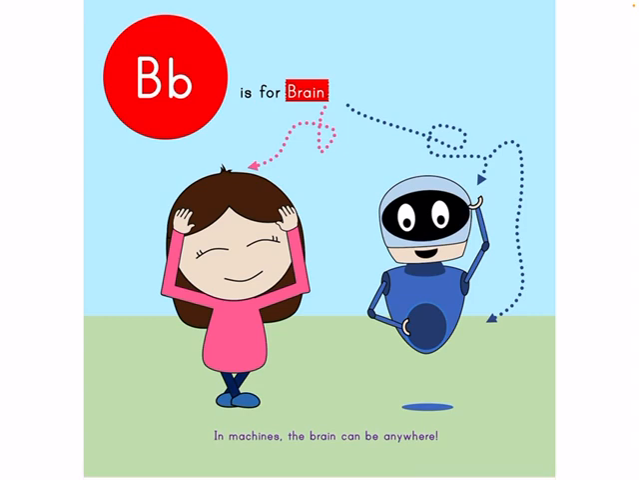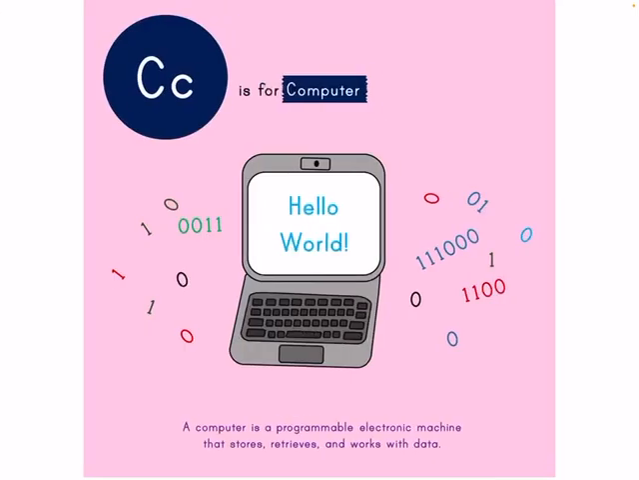B is for brain. In machines, the brain can be anywhere. C is for computer. A computer is a programmable electronic machine that stores, retrieves, and works with data.